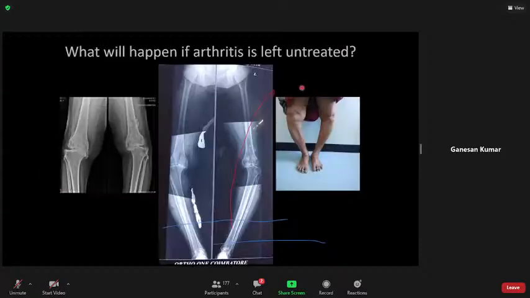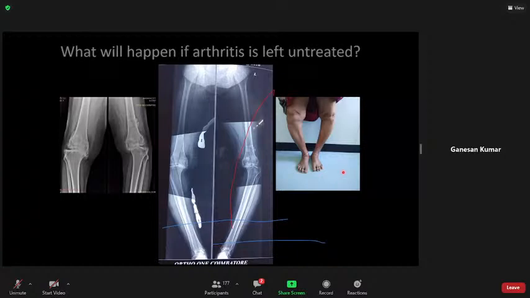So what will happen if a patient has untreated arthritis? A lot of the time people have their own assumptions and their own ideas, thinking that, no, I can manage it. Very untreated. You can see this one, how it is bone on bone and the angle is so bad.